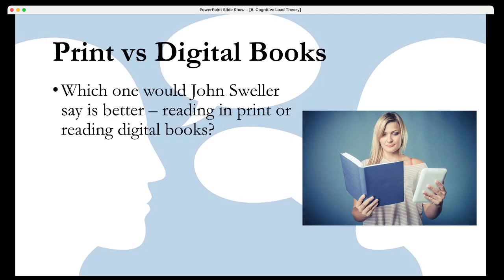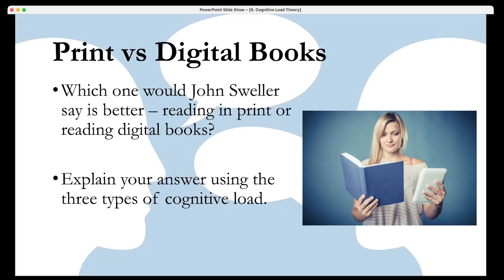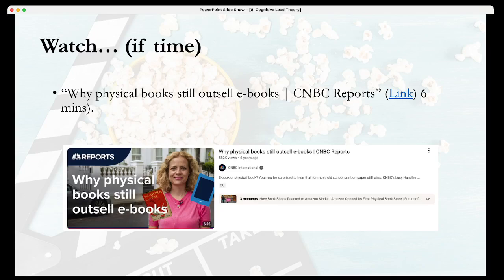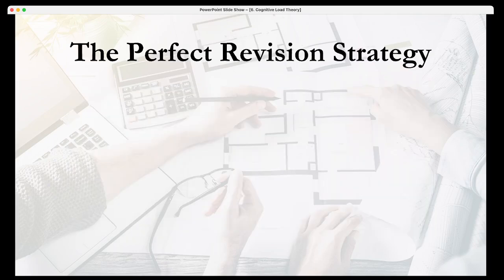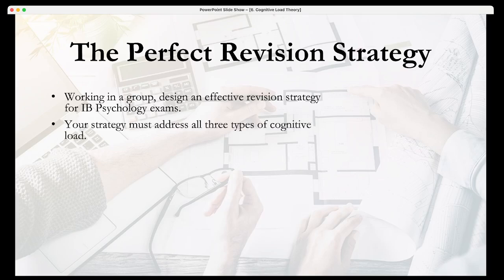Okay, now using cognitive load theory, which one would John Sweller say is better, print or digital? So see if students can explain this using the 3 types of cognitive load. I put this video in here. If you like, you might want to watch it, or you could save it for later. And then here they should write down which one they think would be better, using cognitive load to support their answer. And again, this could go straight into an SAQ for their example if they like. Now I'm hoping they can apply it, and actually I think I put an applied SAQ question like this in the assessments you could use for a summative assessment.